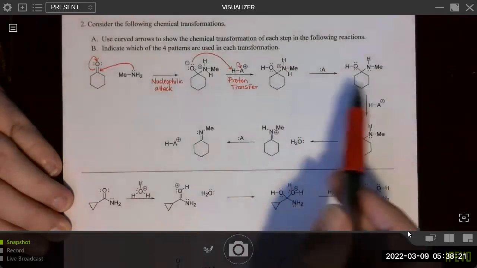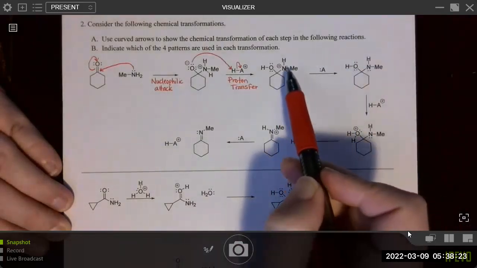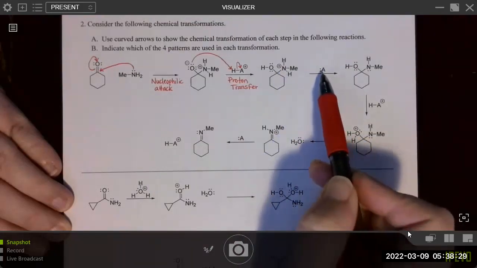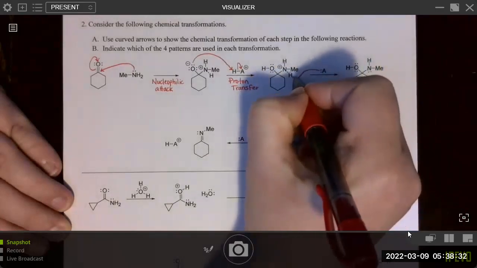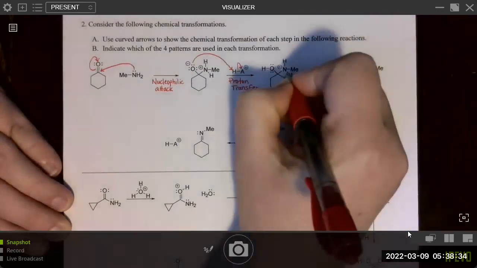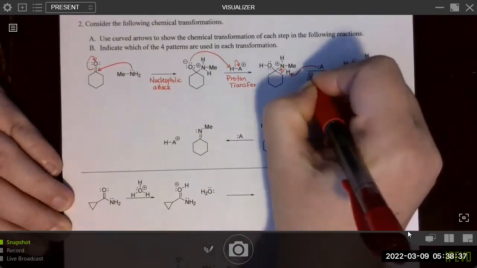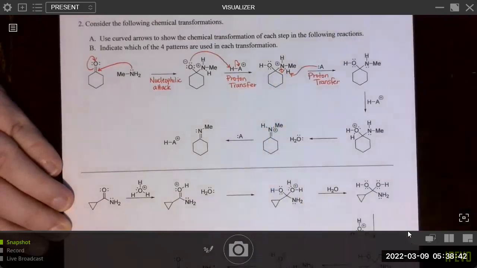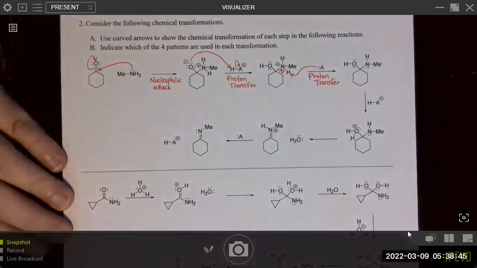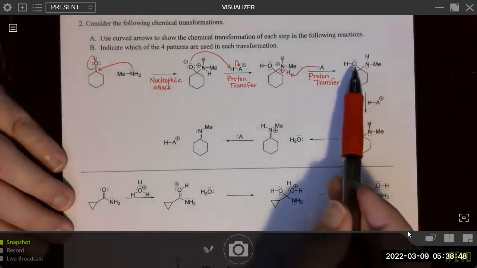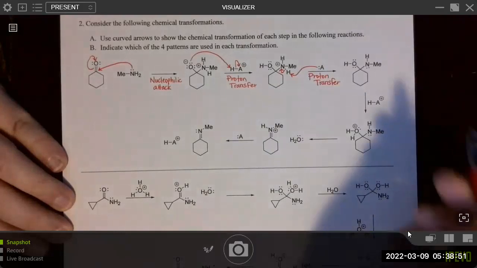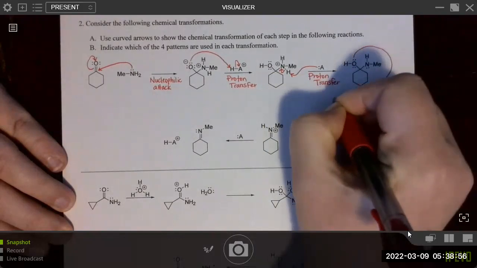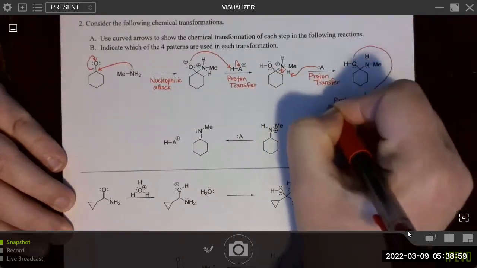Okay, from here to here, we need to see what's changed. It looks like one of these protons has been removed from the nitrogen atom. So this could act as a base. It could come in and take this proton, leave the electrons behind, and we have another proton transfer. And then from here to here, it looks like the oxygen is now gaining another proton. We have a third proton transfer in a row now.